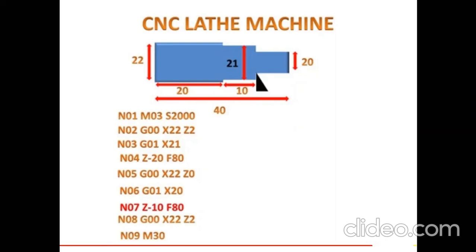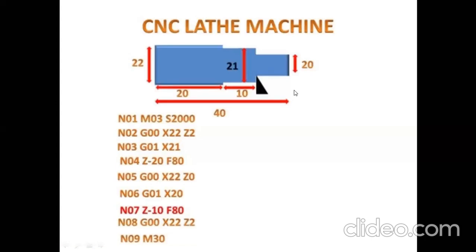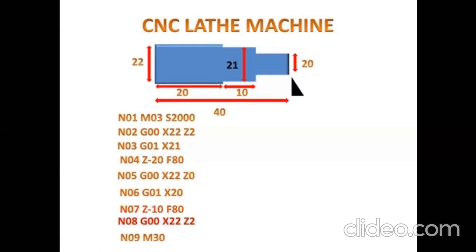On the next line, N08. Again, we have to move the tool. After completing the machining operation, we have to move this tool from this position to the working position. So we are using the G00 code for rapid movement of the tool, and its parameters are the final position of the tool at this location, X22 and Z2. This is your next position: this is your 7th position, 8th position, and 9th position.